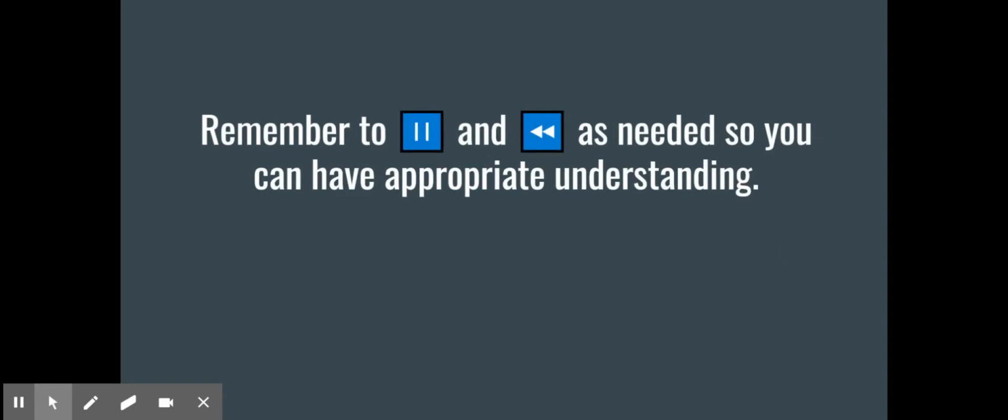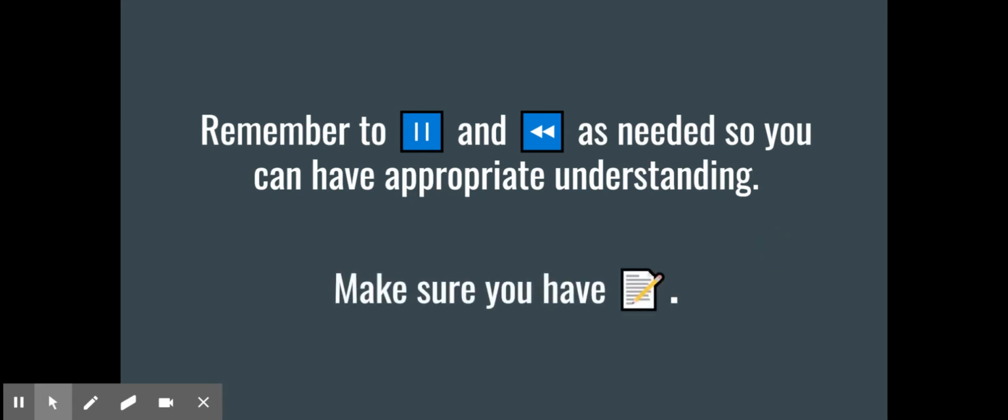Alright, so please remember that you can always pause and rewind as you need so that you can have appropriate understanding. We will be working through a poem together, so you'll probably need to pause as we go in order to make sure that you have all of the appropriate notes. And on that note, make sure that you have something to write on and write with.